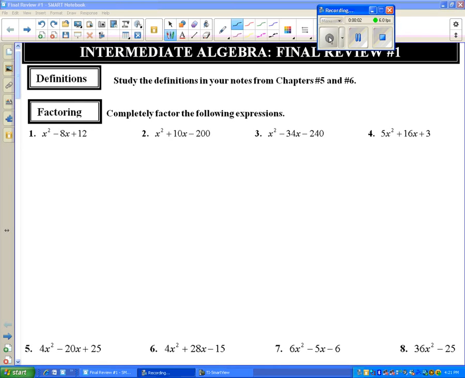Answer key, final review number 1. The definitions are in your book in chapters 5 and 6. At the end of each chapter, there are definitions, so it doesn't hurt to look those up and make sure you know those vocabulary words.